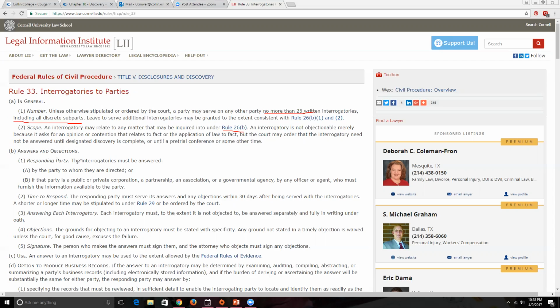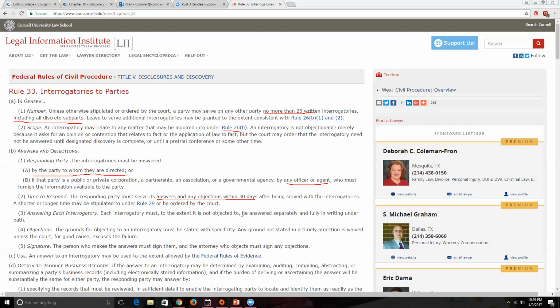Let's look at how they're going to be answered. They have to be answered by the person to whom they are directed, so he's the one who needs to sign it. He has to sign it based upon his personal knowledge. But the person might be a corporation or some non-human person, and in those situations, it has to be any officer or agent. Someone has to be selected, and you want to try to select somebody who has the most information and who's reasonably available. How long do you have to answer? Well, you have within 30 days after being served.